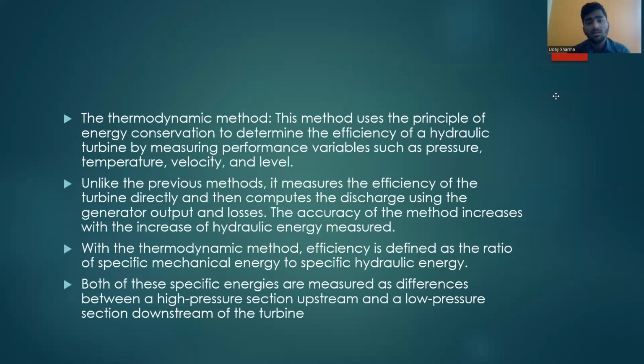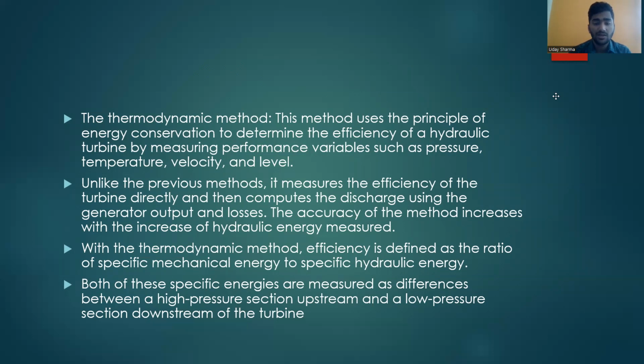Thermodynamic method. This method uses the principle of energy conservation to determine the efficiency of a hydraulic turbine by measuring performance variables such as pressure, temperature, velocity, and level. Unlike the previous methods, it measures the efficiency of the turbine directly and computes the discharge using the generator output and losses. The accuracy of this method increases with the increase of hydraulic energy measured.